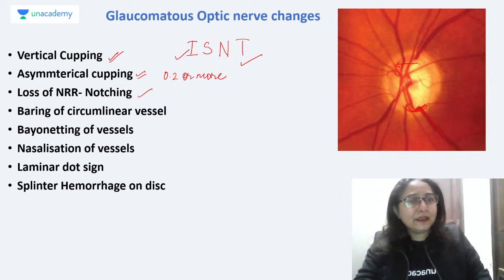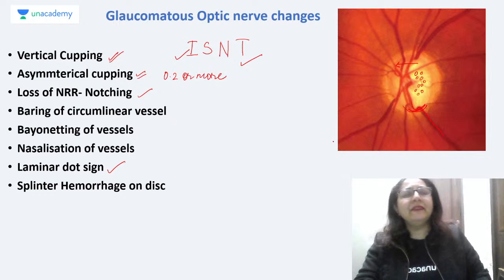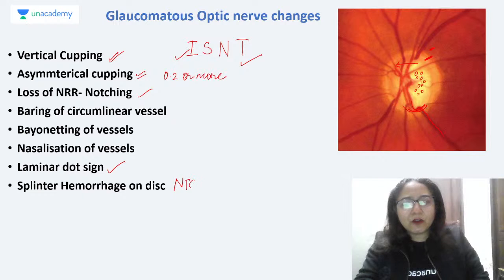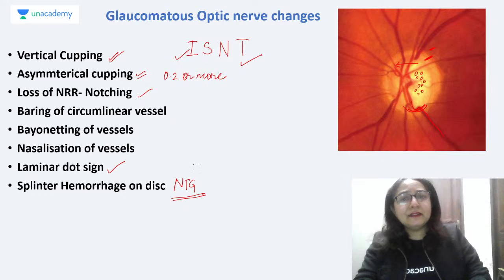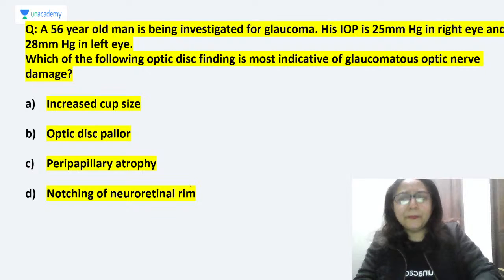Okay, and then when the rim is becoming less and less, the dots, the openings of the lamina cribrosa, become more prominent, which is known as laminar dot sign. Okay, and then there can be an associated splinter hemorrhage on the optic nerve head or in the peripapillary area, which is again indicative of glaucomatous optic nerve damage. This is especially seen in cases of what we call normotensive glaucoma. So these are the characteristic glaucomatous changes which are seen in cases of progressively increasing glaucoma.